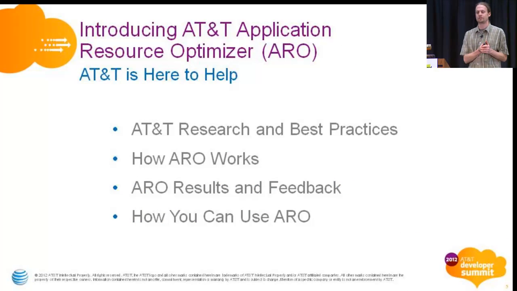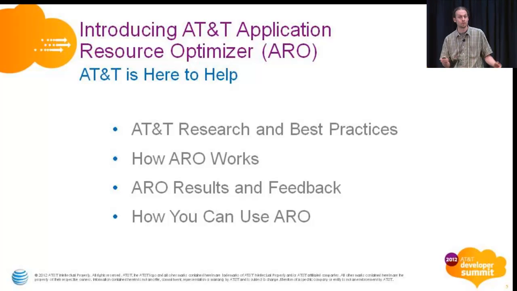So we've launched the Application Resource Optimizer. We call it ARROW. I'm going to talk through a few things here. We're going to start off with some AT&T research and best practices, and then go into how the ARROW tool works, show you some of the results and some of the feedback we've gotten from developers we've been working with over the last year, and then finally show you as a developer how you can use ARROW to optimize your mobile application.